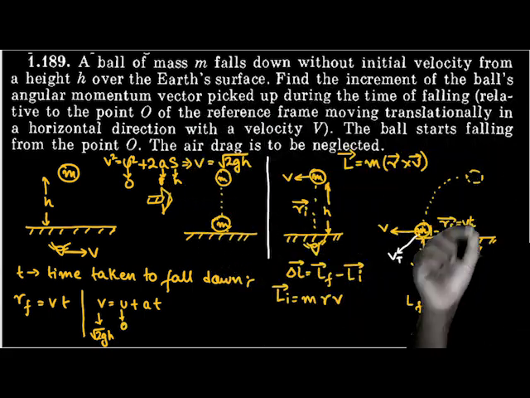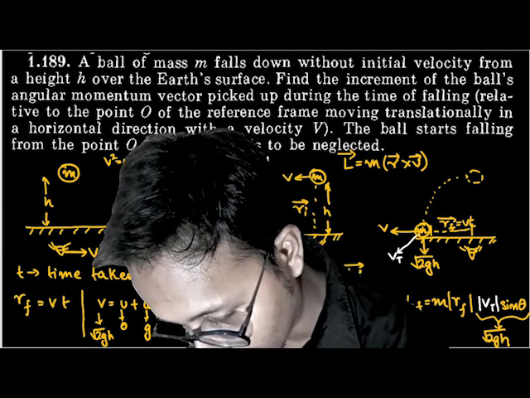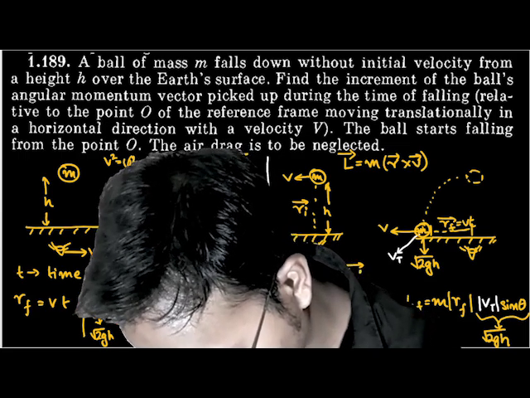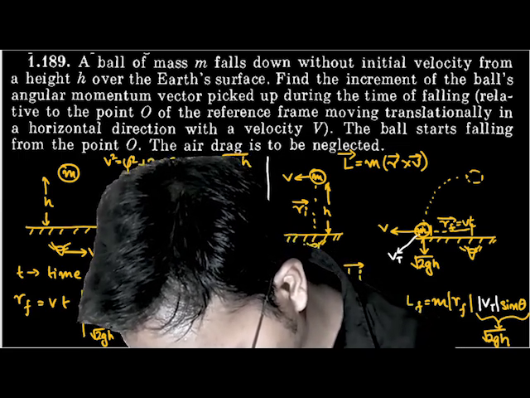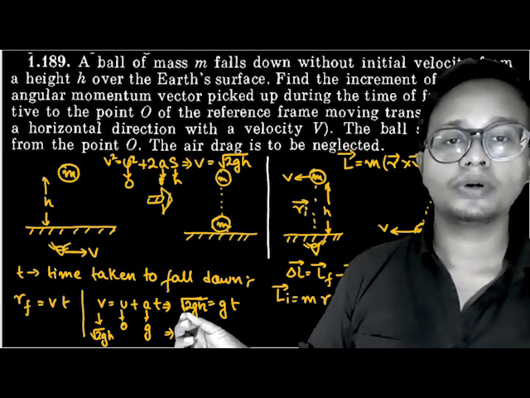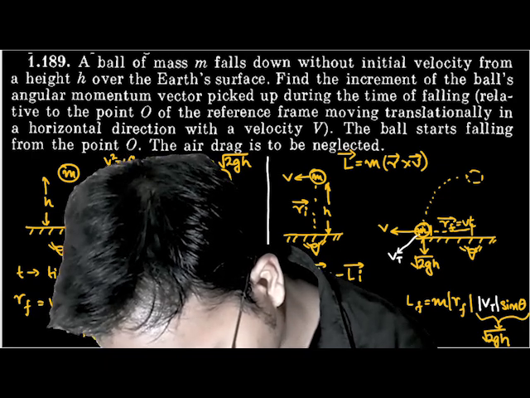Acceleration due to gravity is nothing but g. So we get under root 2gh, which is equal to g into t. If I calculate from here, this t is equal to under root of 2h by g.